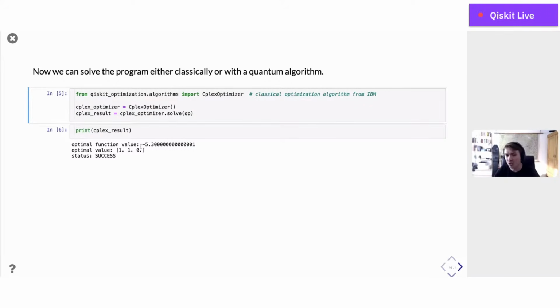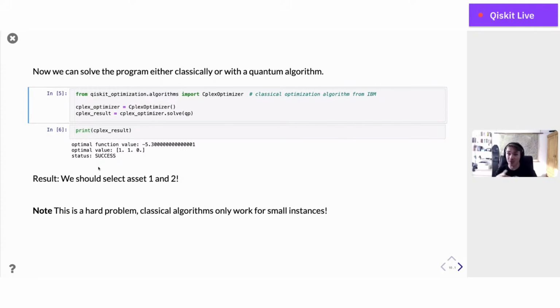We don't care about that too much. What we care more about is the optimal vector. So here it gives us the optimal vector to be 1, 1, 0, meaning that we include asset 1 and asset 2 in our portfolio and discard asset 3. You can see that here, actually, we only selected 2 of the 3 assets, also because we have the budget constraint.